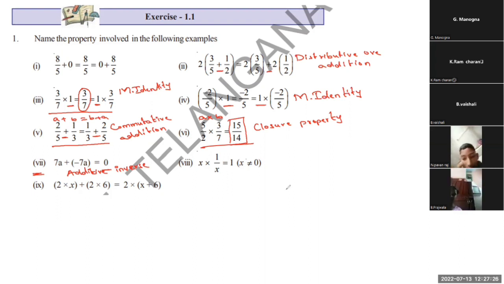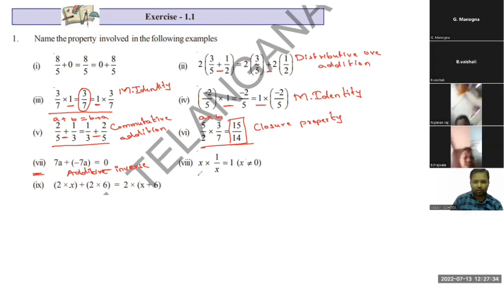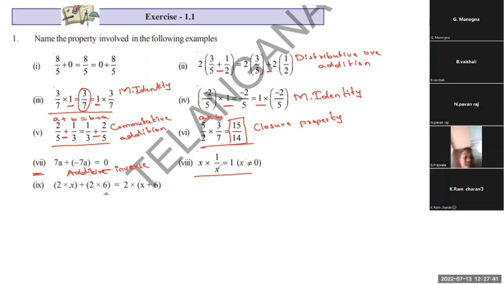Very good. Now, Prajwala, you can say this. Unmute it. Sir, distributive. Now, look at there. Clearly, you can understand it. x into 1 by x. I already said the form x also. x into 1 by x is equal to 1. Then what is it? The result we got is 1.